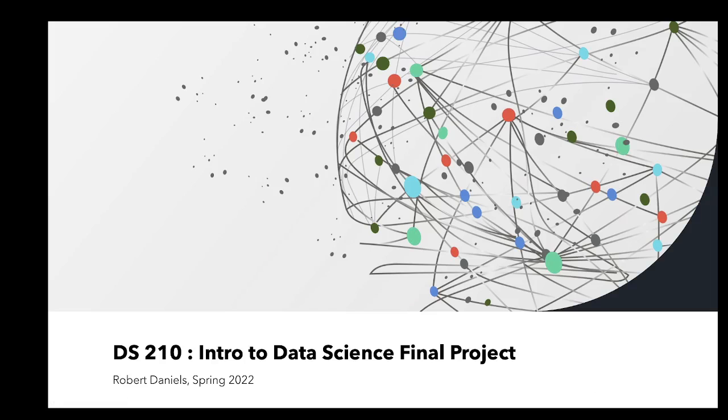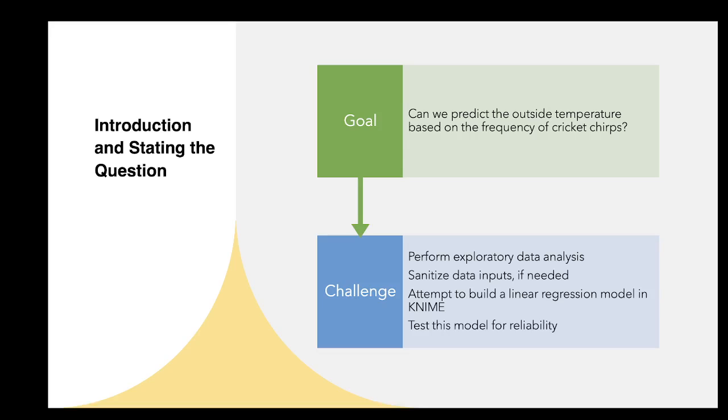This is my Intro to Data Science final project. The goal of this project was to see if we could predict outside temperature based on frequency of cricket chirps.